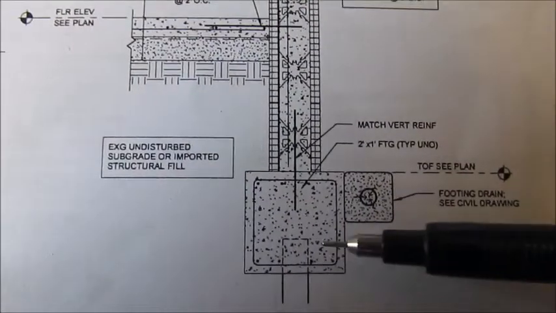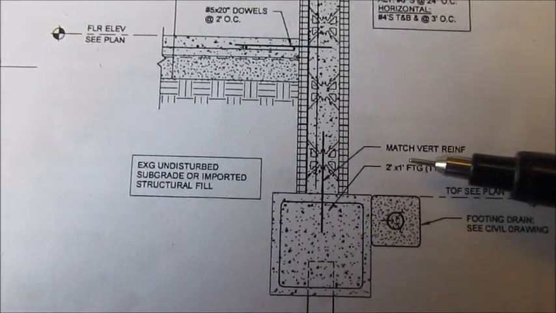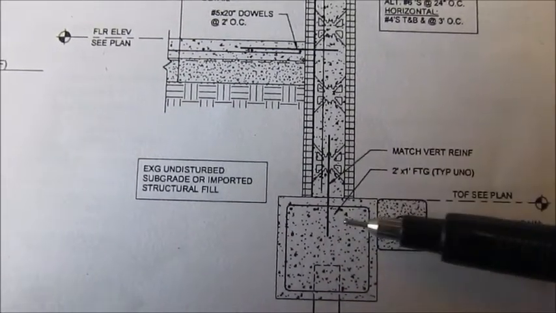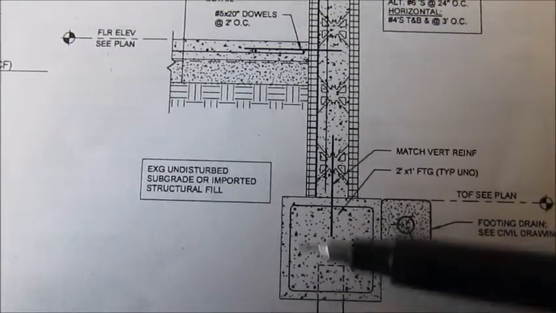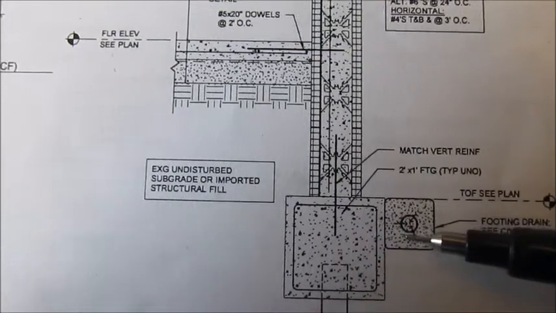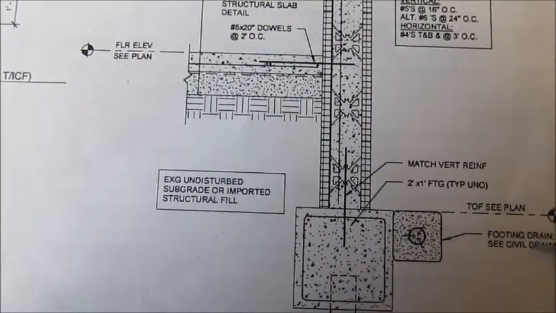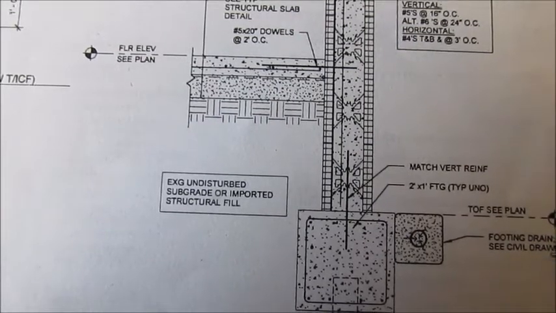If we work our way up through, we're going to see our footer here, and there's a note here that tells us our footer is 2 feet by 1 foot, or 2 feet wide, 1 foot tall. Even though it doesn't show that, that's what the note is telling us. Here we have a perimeter drain. In this case, it's called a footing drain. Depends on who you talk to and what you call it. In this case, you're calling it a footing drain.